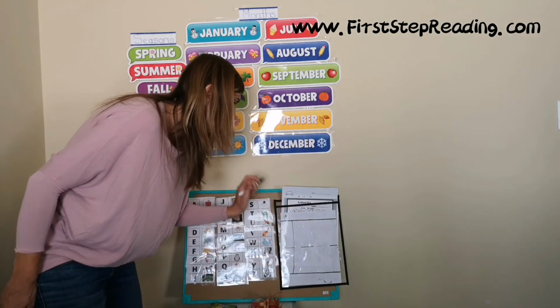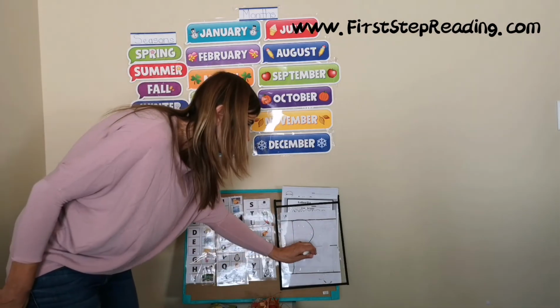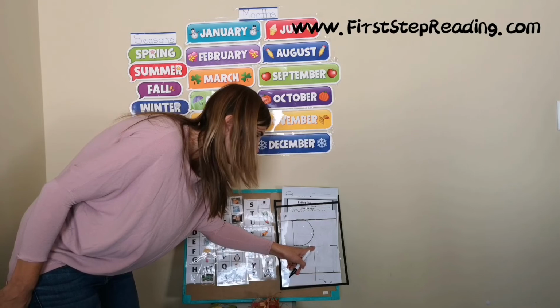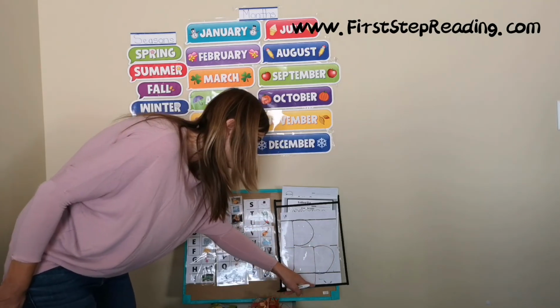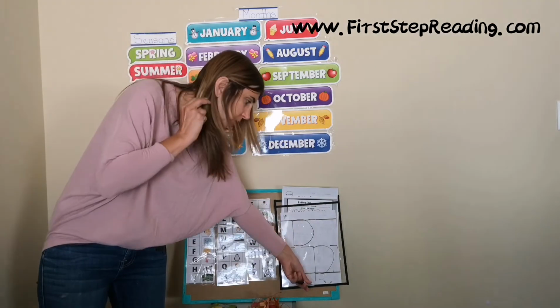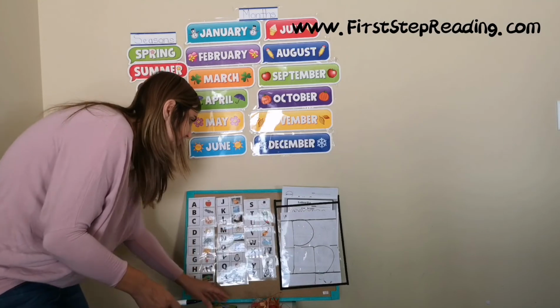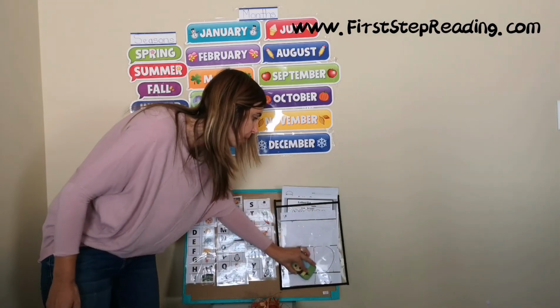Now we're going to make our P. Straight down, lift your pencil, P. Lowercase p, straight down from the middle line, and from the middle line make a P, okay? Lowercase p goes straight below the line, okay? P says p, p, p.